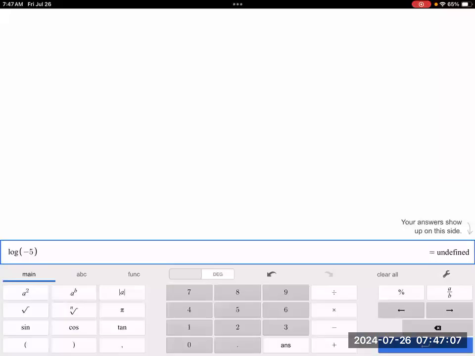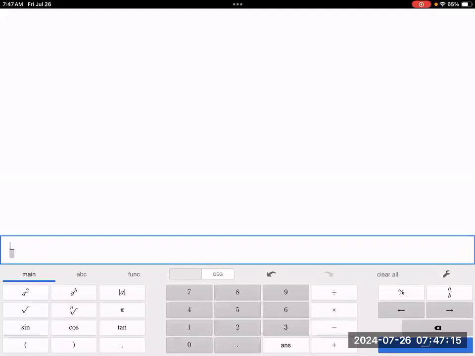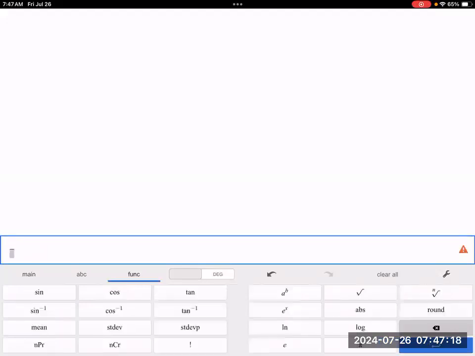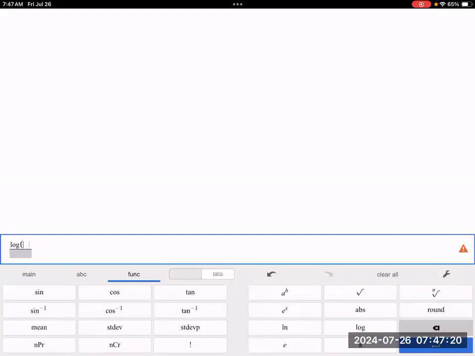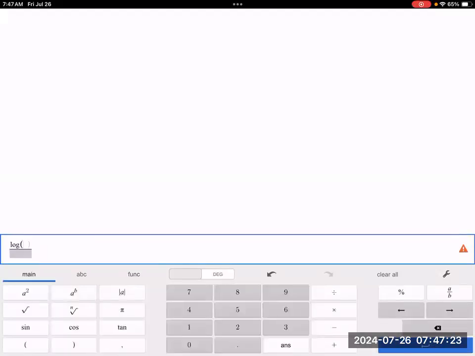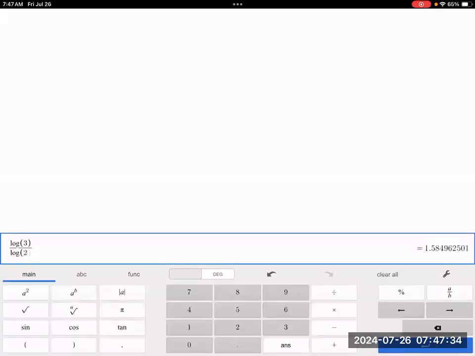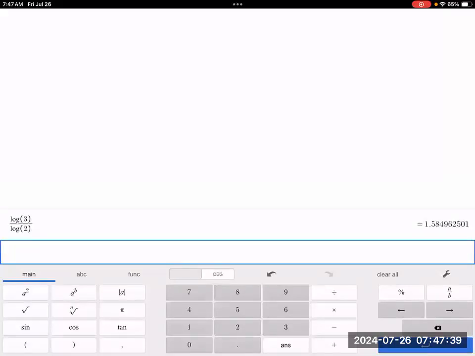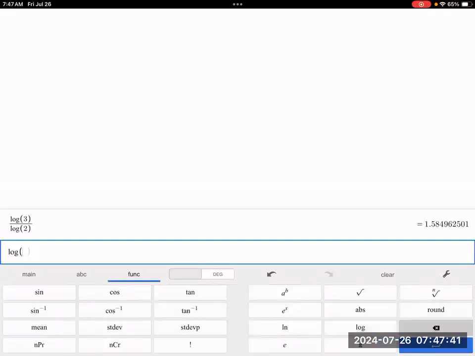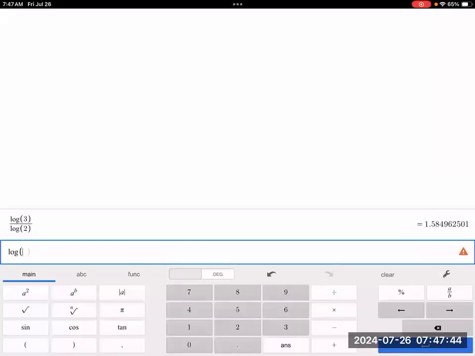Let's try it again here. So let me clear that out. We have a fraction. So we'll do log here of 3, close parentheses, over log of 2. And that'll do it. So again, it pulls that same one. So now let's see if we can actually go ahead and change our base by using this value.